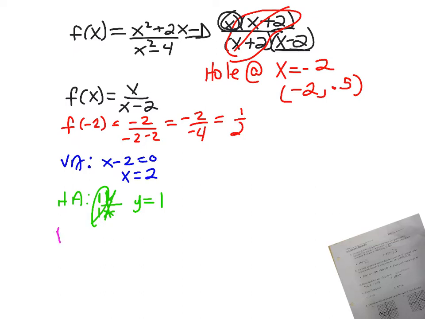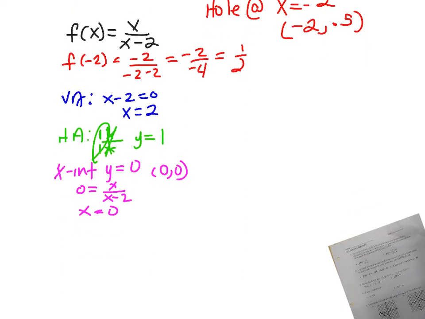The x-intercept is when y equals 0. So set y equal to 0. Remember, cleaned up version. 0 equals x over x minus 2. Cross multiply, x equals 0. So my x-intercept is 0, 0. Remember, intercepts are written as points. I'm just going to move this up.